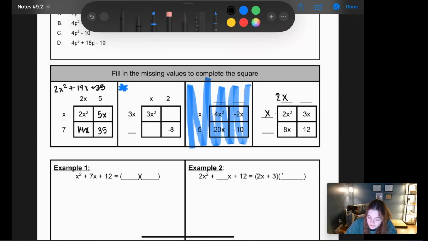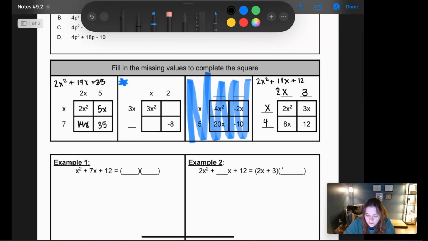Well, what times x would get us 3x? 3. Keep moving. What times 2 would get us 8x? 4x. Nope, just 4, sorry, 4. And that gives us 8x. Then 3 times 4 gives us 12. And then you have everything you need. So I have 2x squared plus 11x plus 12. And there you go, that's your full trinomial.